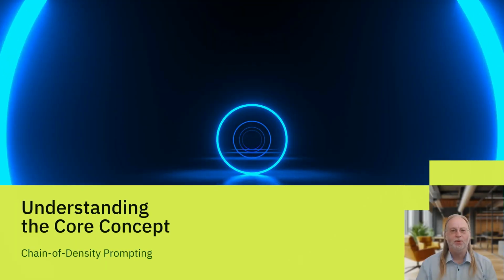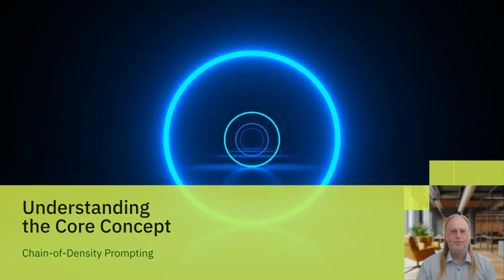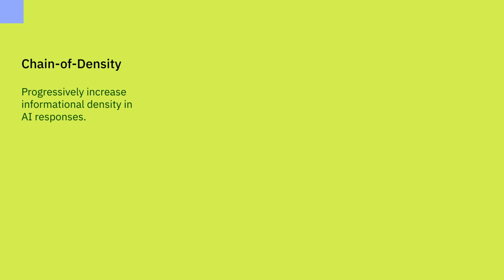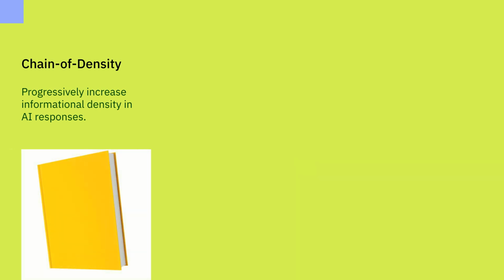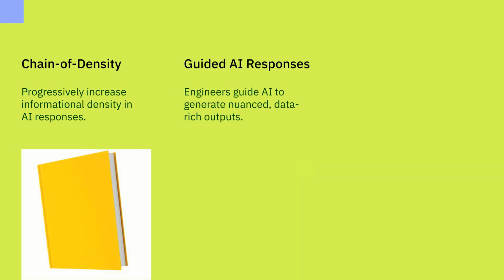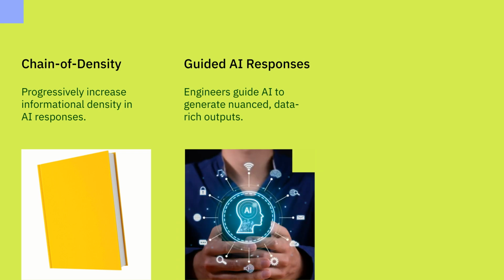Understanding the core concept of chain of density prompting. At its heart, chain of density prompting is about progressively increasing the informational density of a response. Instead of receiving a generic or loosely structured answer from an AI model, this technique enables engineers to guide their AI toward generating more nuanced, data-rich outputs.